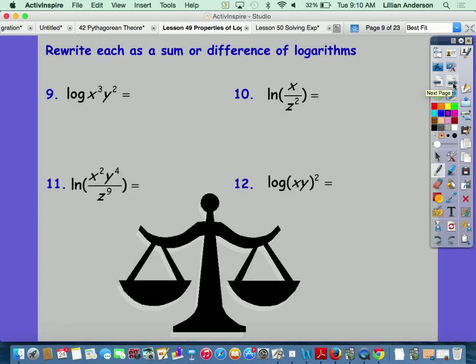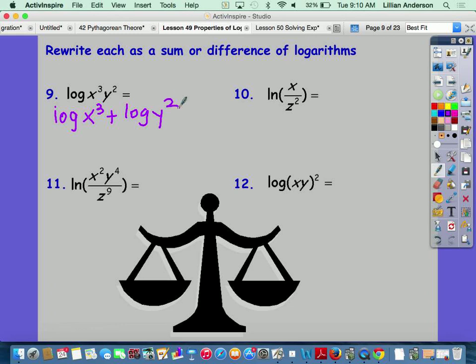Let's go the other way. Let's expand it here, okay? So we're rewriting it so it's a sum or difference of all these logarithms. So basically we are making it longer. Here, log of x to the third, y to the second. What operation do we see here? Multiplication, so that means we need to add them. So it's going to be log x to the third plus log y to the second.